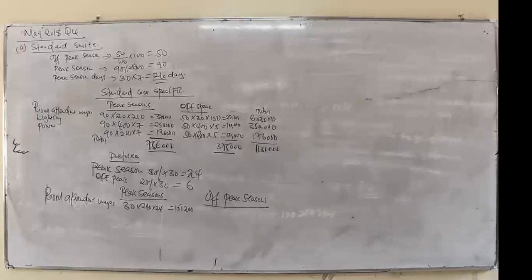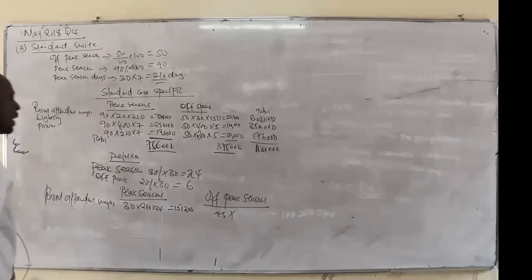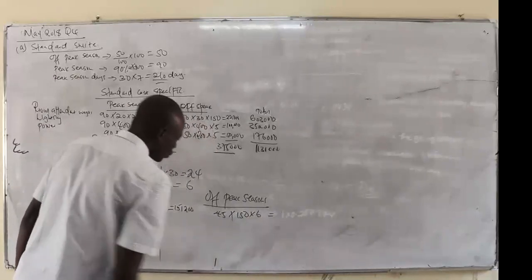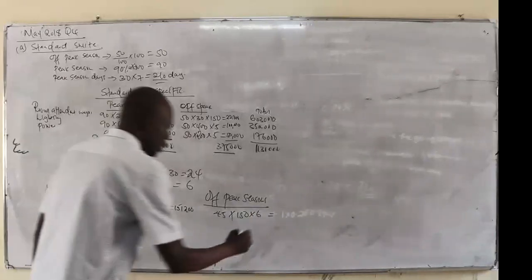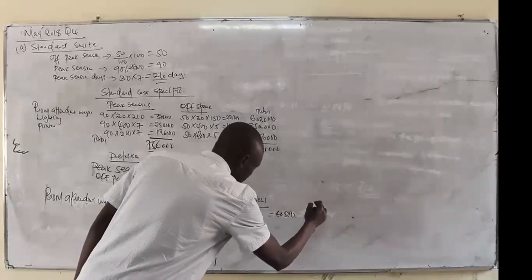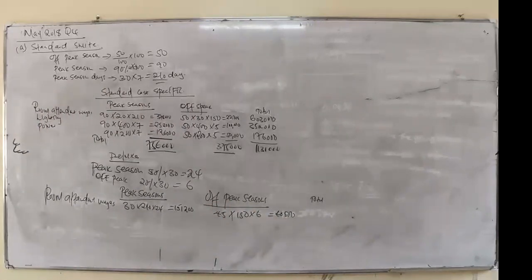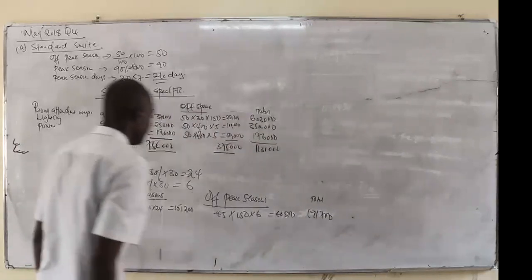The other one is off peak. It will be how much? So it will be 45, isn't it? 45 here is the wage rate, and then you multiply by 150. These are the number of days in a year, and then you multiply by 6. These are the rooms. So this one will give you 40,500, and then you get the total here. You add this plus this, and this one will give you 191,700. That is room attendant.